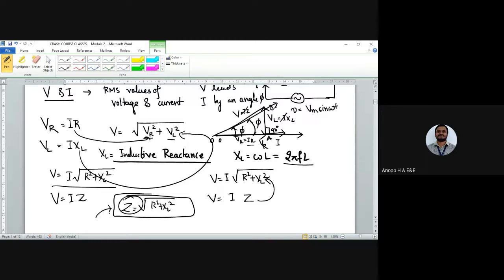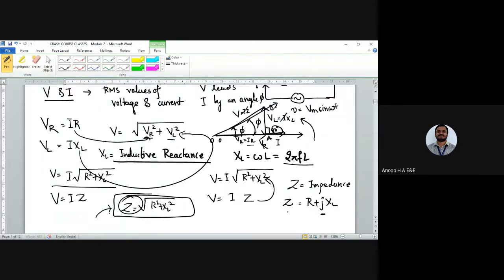So this Z is a complex quantity. The impedance of an AC circuit is a complex quantity. All right. So in terms of the impedance, I can represent it as R plus JXL. So why is it plus J? I'll be having a 90-degree rotation in the anti-clockwise direction. So this is the anti-clockwise direction. So it would be plus J. If it is in the opposite direction, it would be minus J.